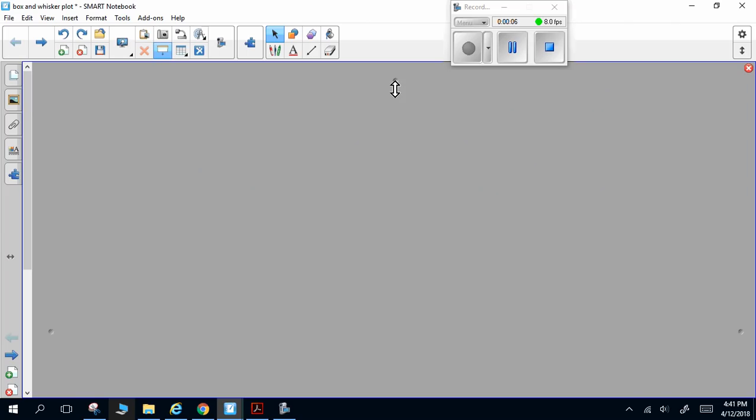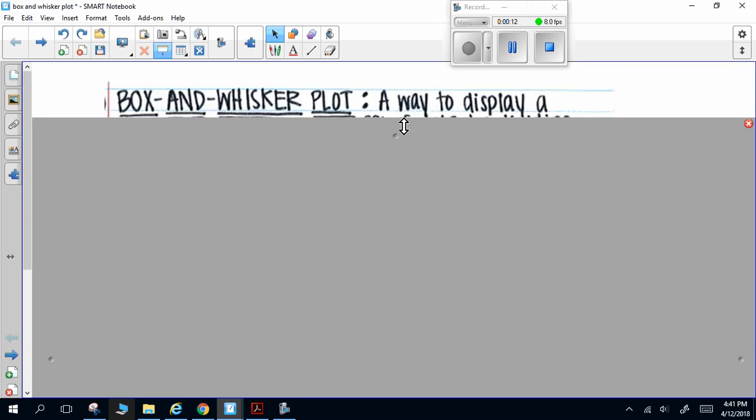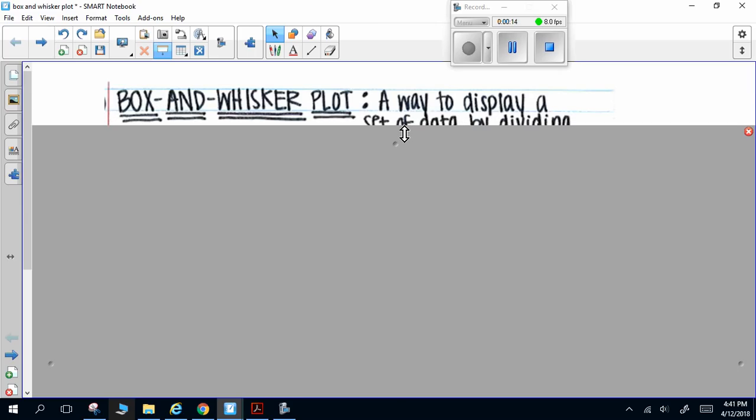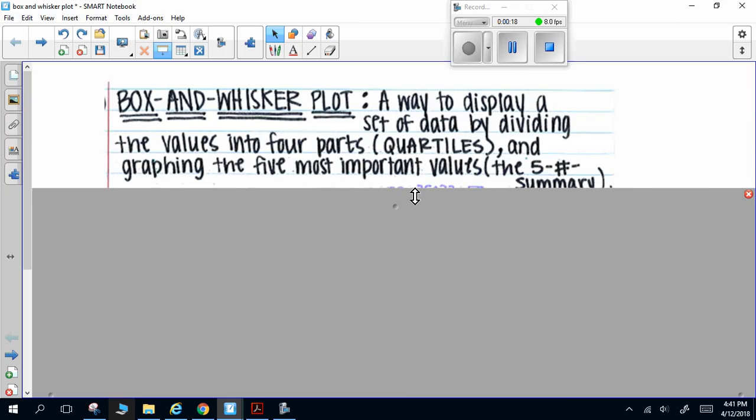Hello. Today you're going to be taking notes on a box and whisker plot. A box and whisker plot, so you're going to write down everything that I have written on my screen in your notebook in part 5 on page 3 or 4. So, a box and whisker plot.